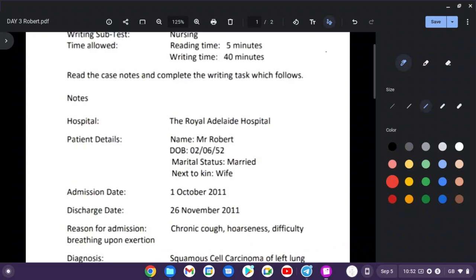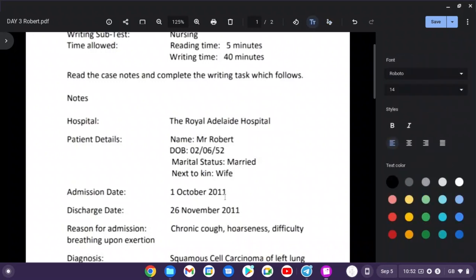This is the presenting complaint. Why? Because at the time of admission the patient's condition is this. So you should always remember this one. Again, reason for admission is chronic cough, hoarseness, difficulty breathing upon exertion. So that is the condition of the patient at the time of admission, that is 1st October 2011.